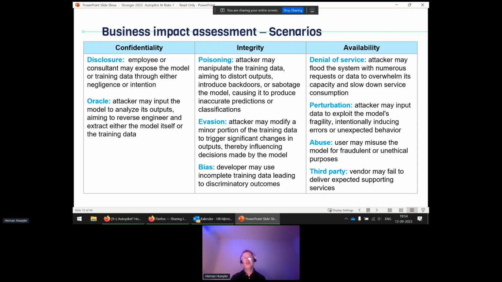Another scenario that we are covering is the oracle, in which an external attacker may input data on the model to analyze the output.